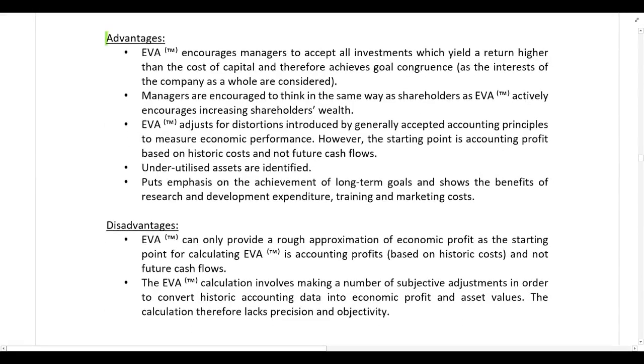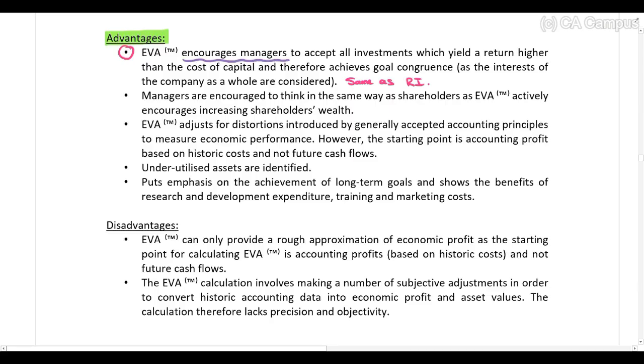So let's go through the advantages of EVA. The first advantage is exactly the same as what we looked at with residual income. Because remember, I told you EVA follows exactly the same mathematical principles as residual income. And we saw with residual income that managers are encouraged to act in the best interests of the company as a whole and make decisions that are goal congruent. So this is exactly the same as the logic that we looked at with residual income.